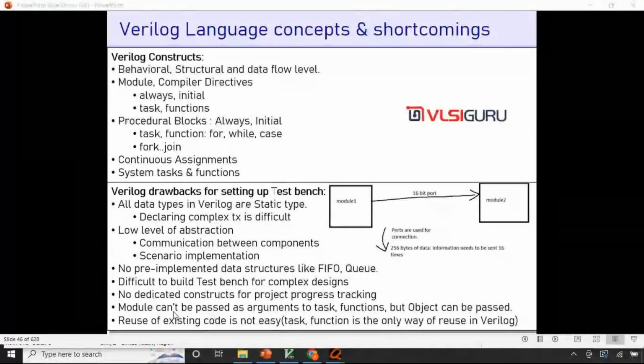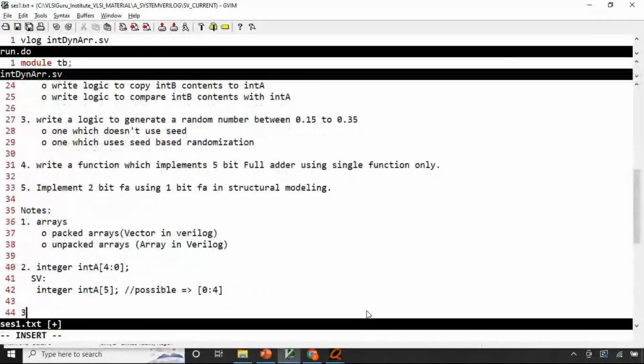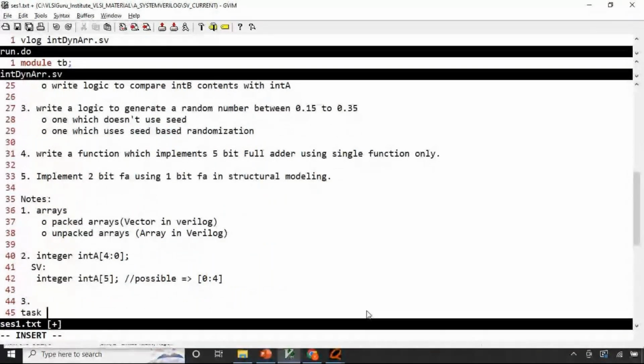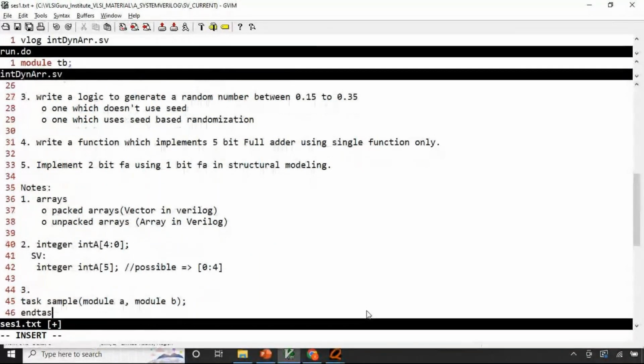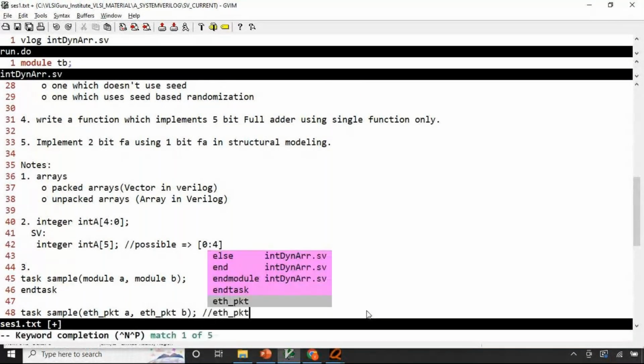Next thing: a module can't be passed as an argument to tasks and functions. It is not possible to write a task, let's say sample, with module A, module B. Is it supported? Can I write modules as arguments? No, right? Whereas with Ethernet packet A, Ethernet packet B, an Ethernet packet is nothing but a module definition. It's a class.